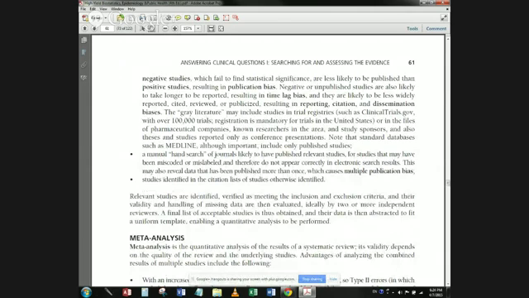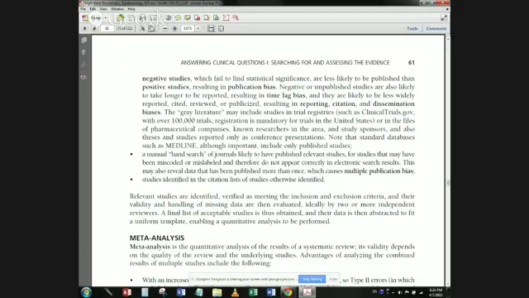The gray literature may include studies in trial registries such as clinicaltrials.gov with over 100,000 trials. Registration is mandatory for trials in the United States. It may also include the files of pharmaceutical companies, known researchers in the area, and study sponsors, and also theses and studies reported only as conference presentations. Note that standard databases such as Medline, although important, include only published studies.